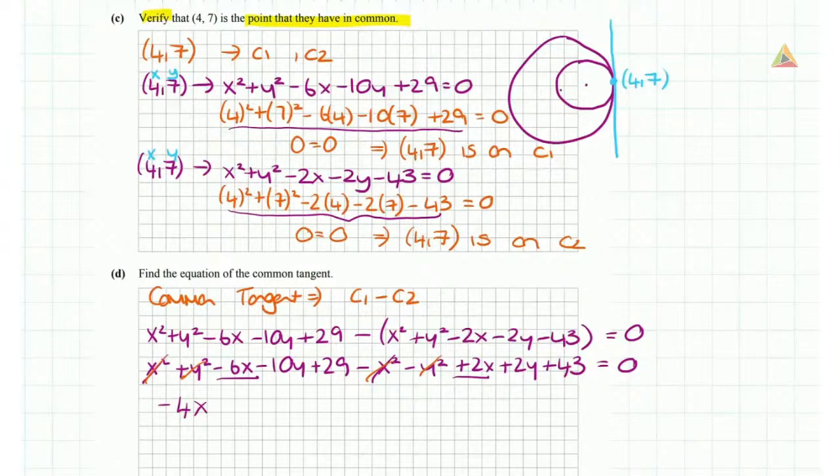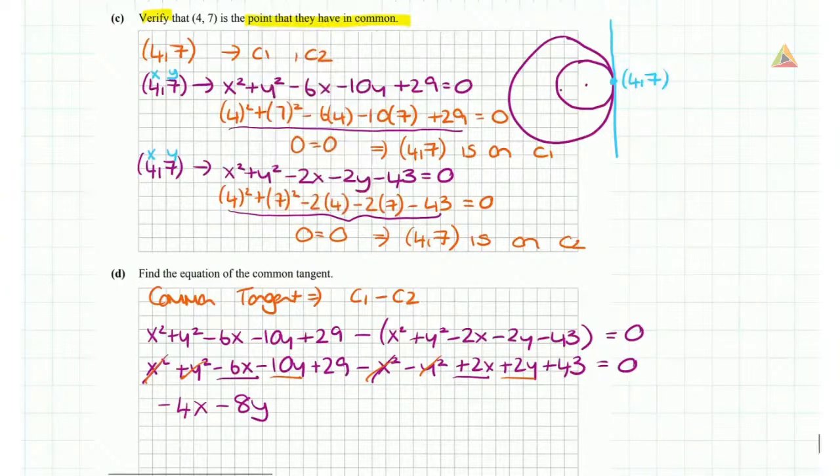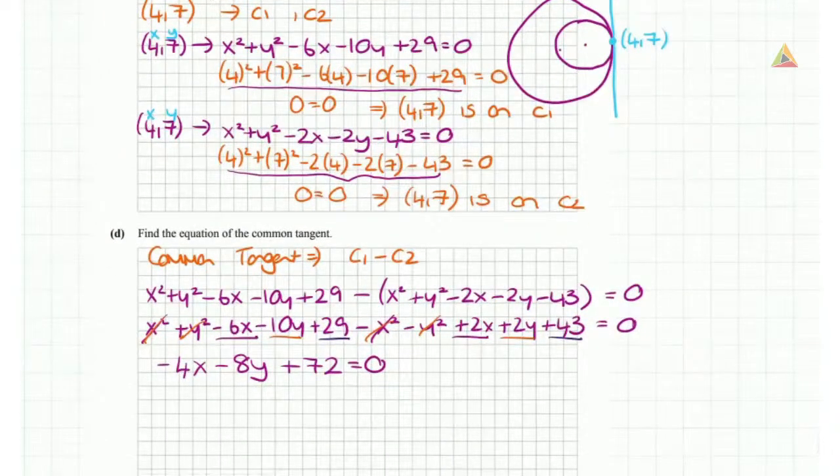That gives me a minus 4x. We have a minus 10y plus a 2y, that's going to give me a minus 8y. And finally, with our constants, we have a plus 29 and a plus 43, and that's going to give us a plus 72, and we have our equals 0 at the end. And that right there is basically the equation of your common tangent.